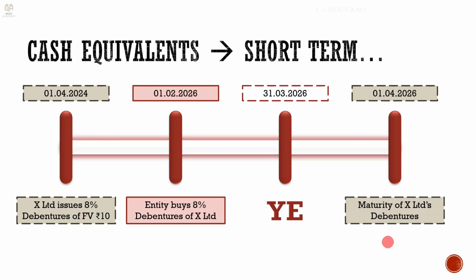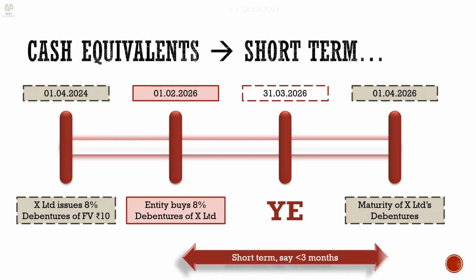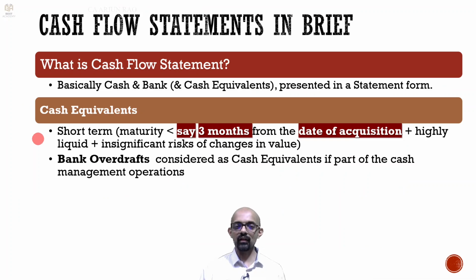Now, the question is, is it classified as short term? So, do we need to check the period from the date of issue till the date of maturity or date of acquisition till date of maturity? So, the standard says it should be from date of acquisition to date of maturity, and if this is a short term, say less than 3 months, then it is classified as a cash equivalent subject to the other conditions being fulfilled. So, cash equivalent should be short term, highly liquid with insignificant risk of changes in value.